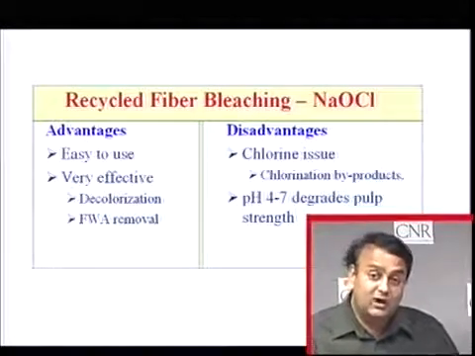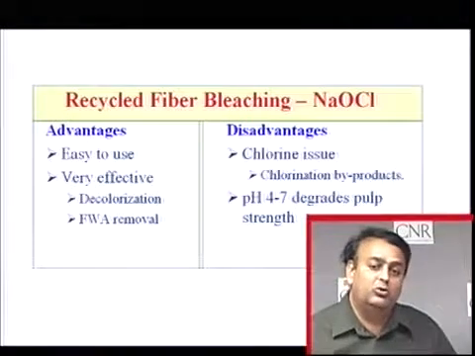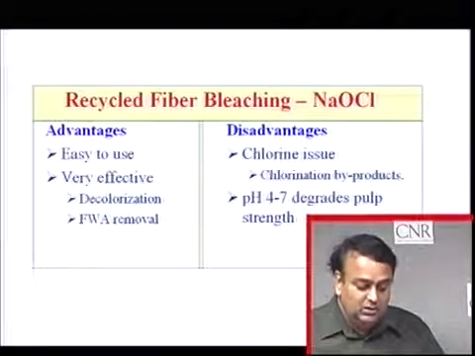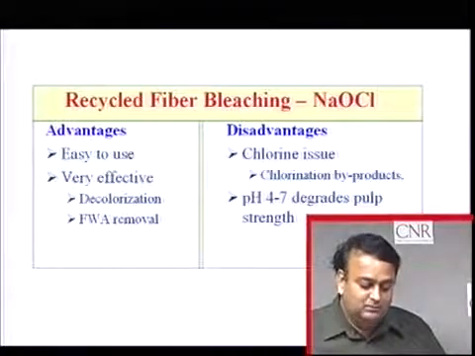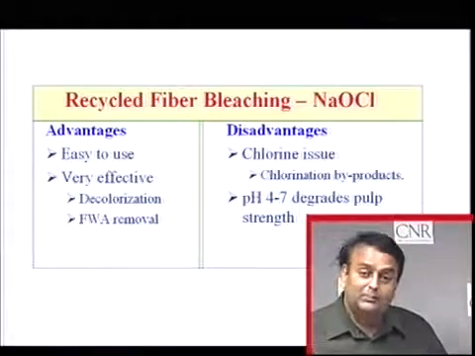What are the disadvantages? The dioxin issue. It's still there. Environmental groups are going to put pressure on you. And at pH 4 to 7, hypochlorous acid is going to degrade your pulp strength.